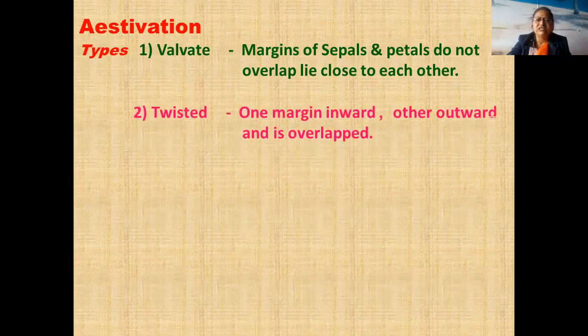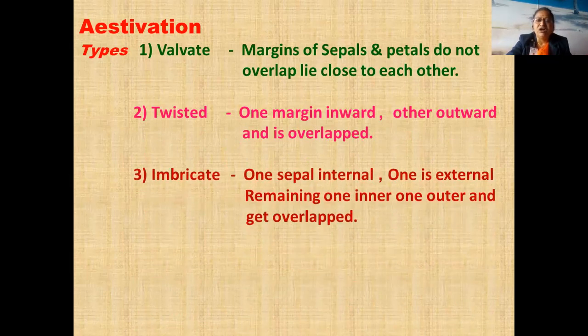Second one, twisted aestivation. In twisted aestivation, the margin of each sepal or petal is directed inward, while the margin of the other petal is directed outward, and the remaining margins are overlapped. Example, corolla of China rose.